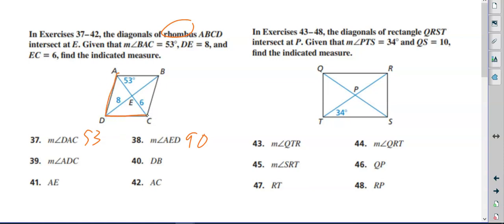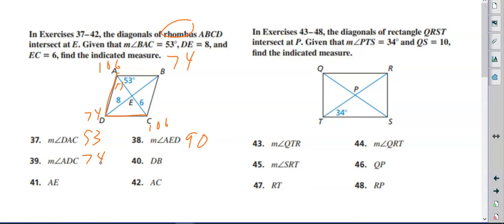Okay, so you got to do a little work here. This is 53, that's 53. That means this is 106, which means this is 106. So that's 212. 316 minus 212 is 148. Divided by 2, that's 74 here and here. So ADC is 74 degrees.